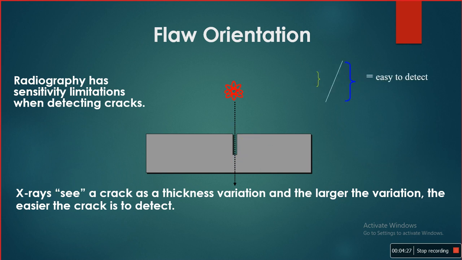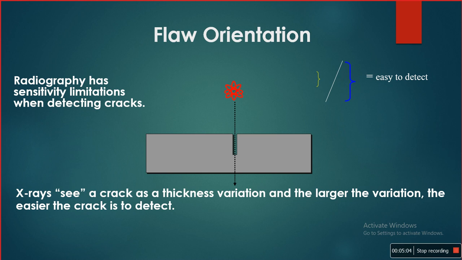If you consider the sensitivity and resolution of this method, flaw orientation plays a very vital role. If you want to get a better exposure of a flaw, we need to scan that component in different orientations because it depends on the penetration thickness and flaw thickness.